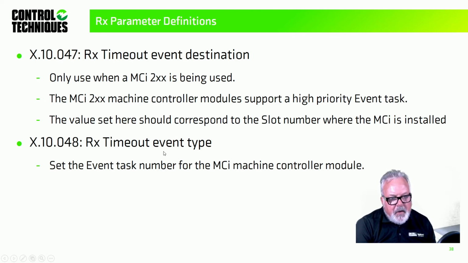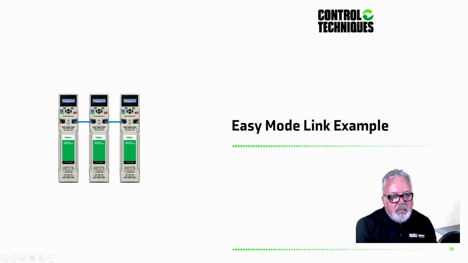And then finally, the event type is the task number for the MCI control module, and there's 4 of them. So if I were using an MCI module, I could flag an event task when it's tripped, and the code in that event task would then maybe clear all the digital outputs, put the machine in a safe state. But again, we're on a base drive, that's not an option. So that's the nuts and bolts of an easy mode link, but now let's put it into practice.